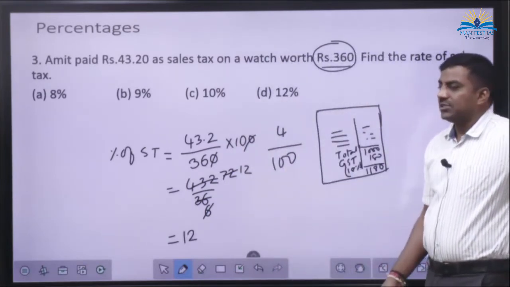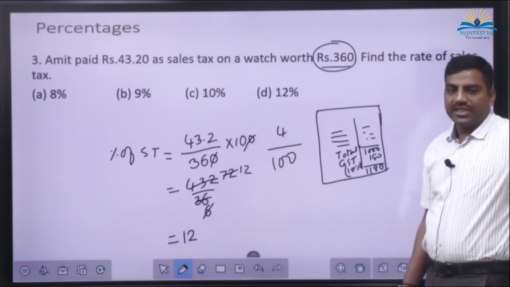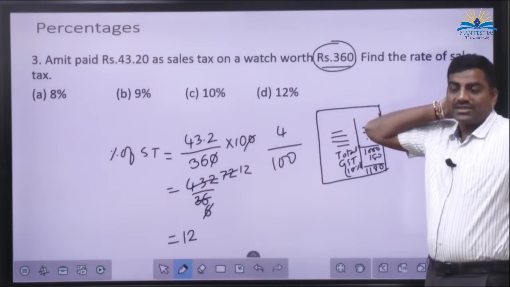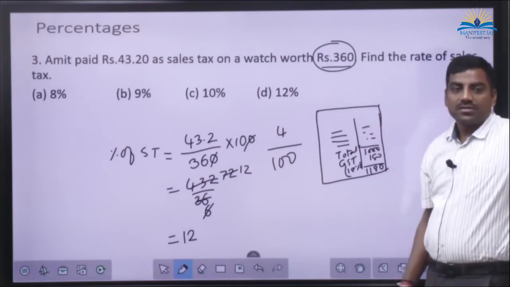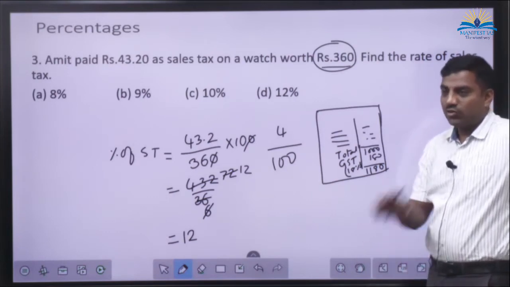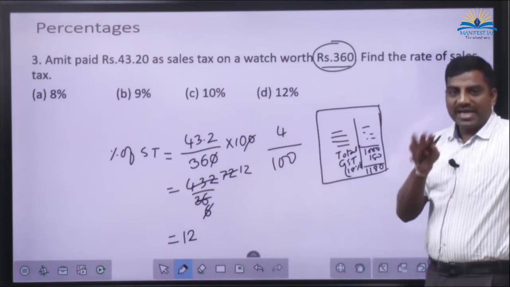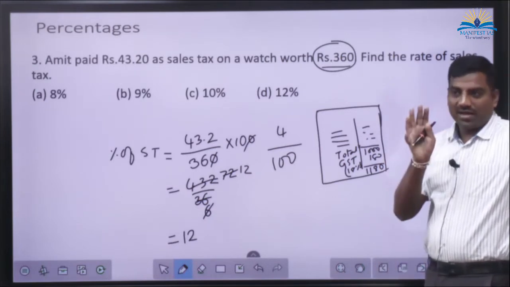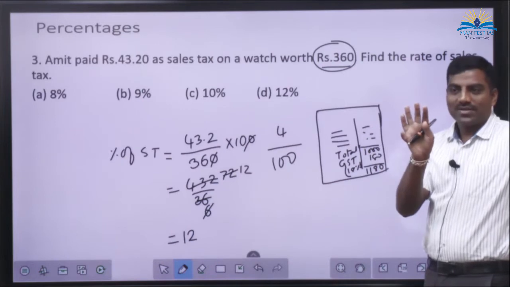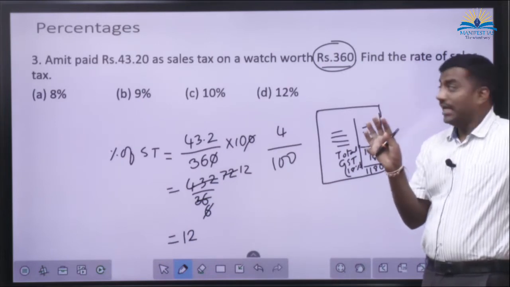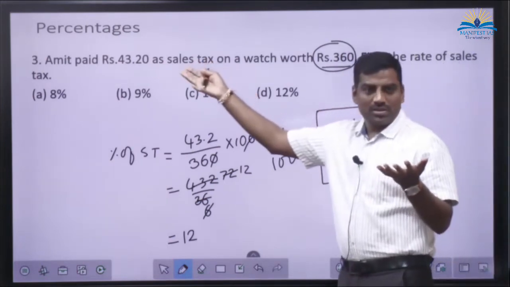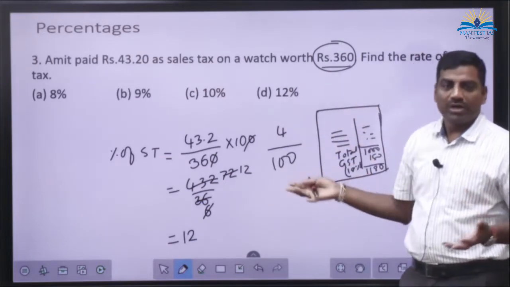If the sales tax percentage was 10, then what would have been the tax? 10% sales tax, what would have been the tax? 36. Tell loudly, otherwise don't tell. If I can hear, that has some value. 10% would have been 36 rupees. It is more than that, no? So somewhere more than 10%. So it is 12%. Done?